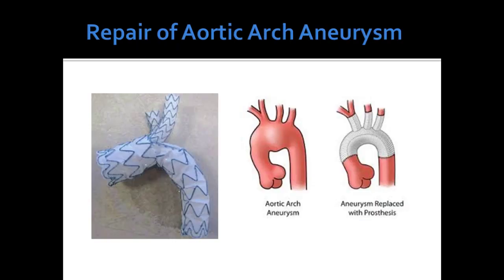An aneurysm of the aortic arch can impair blood flow to the brain and upper body because it impairs blood flow to the brachiocephalic artery, the left carotid artery, and the left subclavian artery.